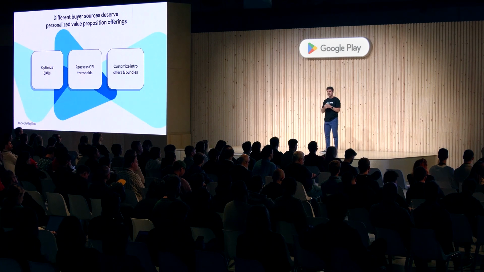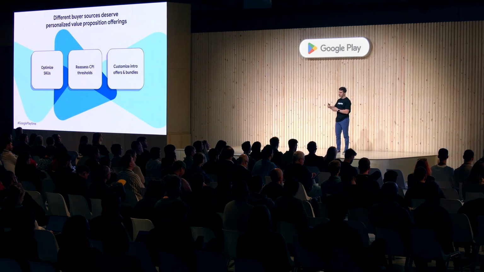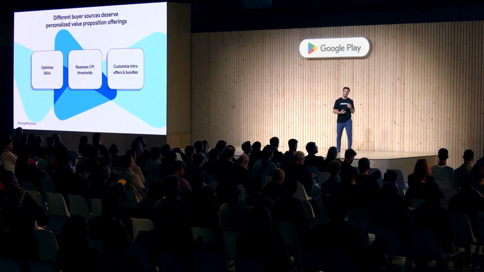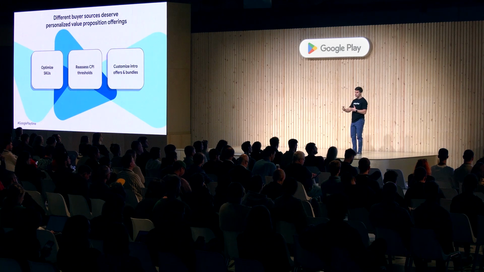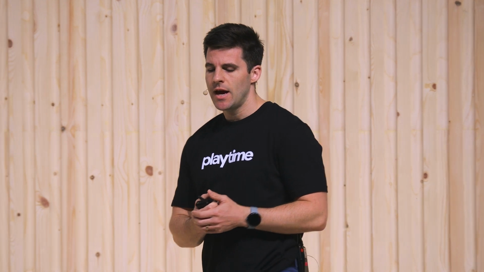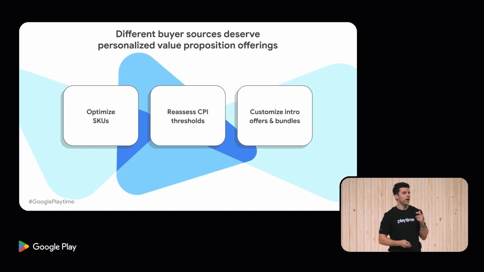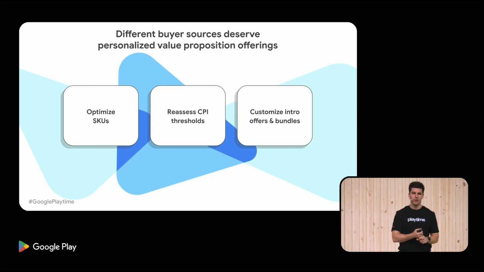Another idea could be to reassess your CPI thresholds, as we've just seen that these different buyer inflow groups have different propensities to convert on more or less expensive SKUs and differences in preferences for subscriptions versus IAPs. So, what are you going to do to capitalize on that? And a third idea could be to customize your intro offers and bundles based on what these different buyer inflow groups are buying first.